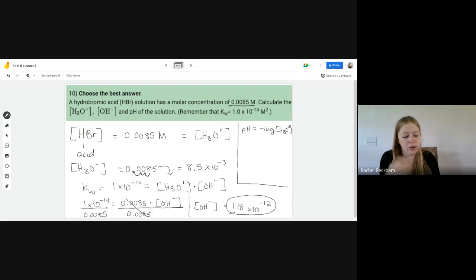So let me show you how easy this is to put in the calculator. So what is our H3O plus concentration? When we look here, it's the negative log of 0.0085, right? So we need to put that. That's the H3O plus concentration, right? Because that's this right here, H3O plus. We need to just put that in our calculator.